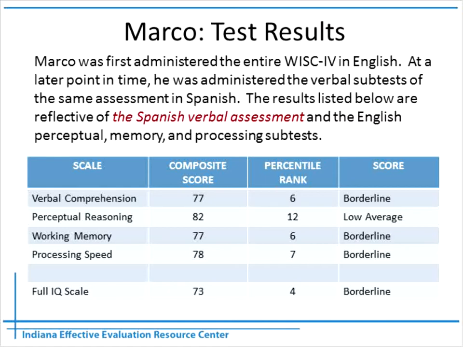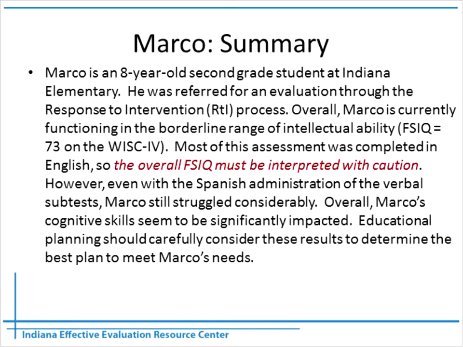Now, as you move forward and you look at the summary that was provided in this evaluation, again, saying that he's an 8-year-old second-grade student in elementary school, referred for evaluation through the RTI process. And then it says he is currently functioning in the borderline range of intellectual ability. Now, I would not write that particular part. I don't think it's appropriate to state that unless and until you've determined that your results are valid.